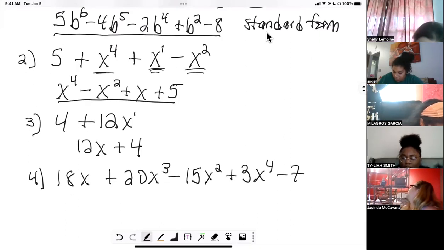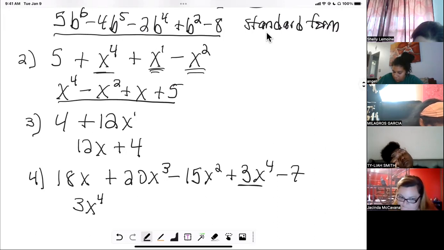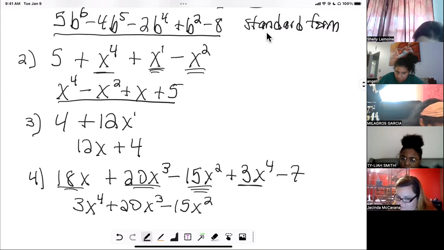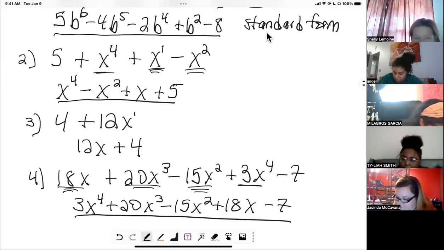I like that. Okay, so you just look for the highest exponent. So the highest exponent I have is 3x to the fourth. And then my second highest, what's left, would be this x to the third. And then I have this one, the square is my next highest. And then I have this one, the 18x. And then my constant is last. And that would be standard form. Of course, we're not doing anything that big yet, but I had to give you all that so you can see the exponents when they're in order.